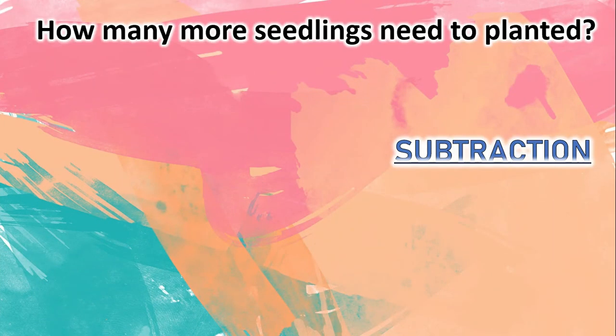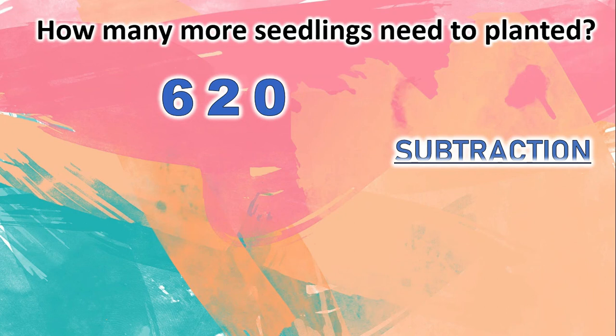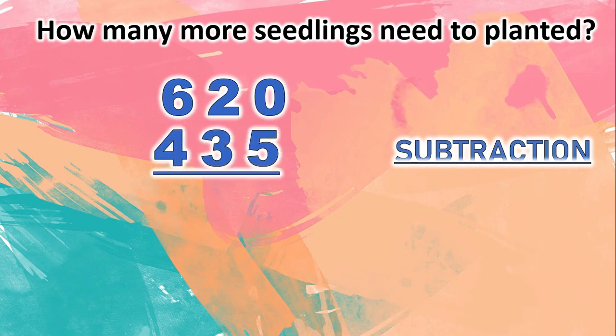And the second ask is subtraction. How many more seedlings need to be planted? And we have here 620 subtracted by 435. So 0 minus 5, you have to borrow from the tens place, which is the 2. So 2 will become 1 and 0 will become 10. So we can now subtract it. 10 minus 5 is equal to 5.